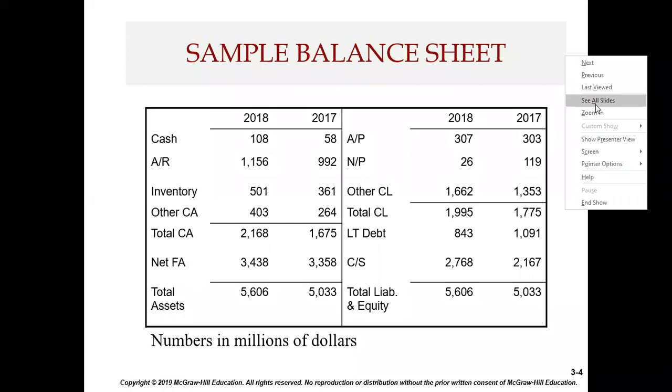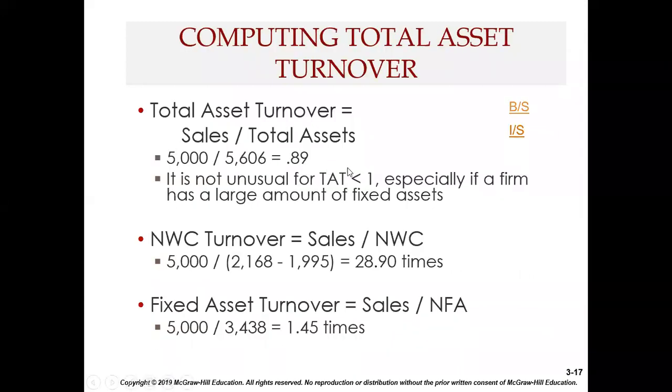So it looks like 0.89. We're not even making $1 of sales. We're only making 89 cents of sales on the value of the total assets in our accounting records. But it says this is pretty common, especially if you have a lot in fixed assets. So those long-term assets. Okay, so again, how well are we producing sales with our assets?